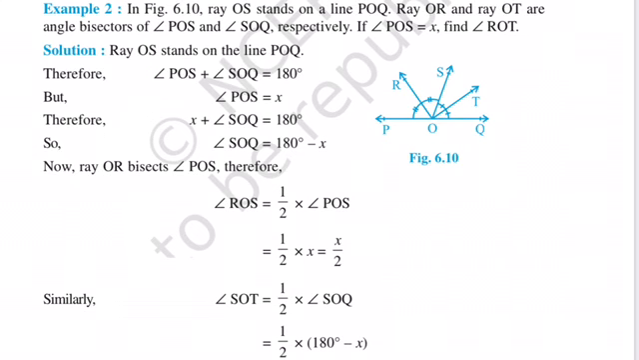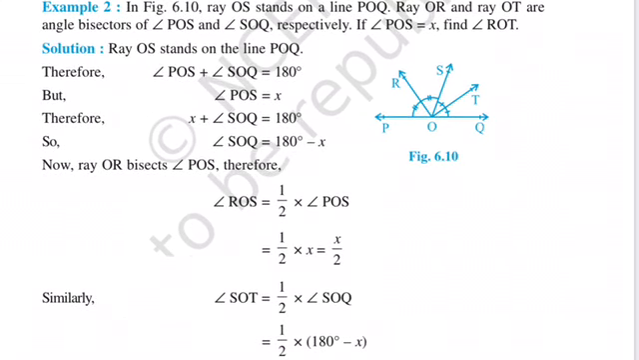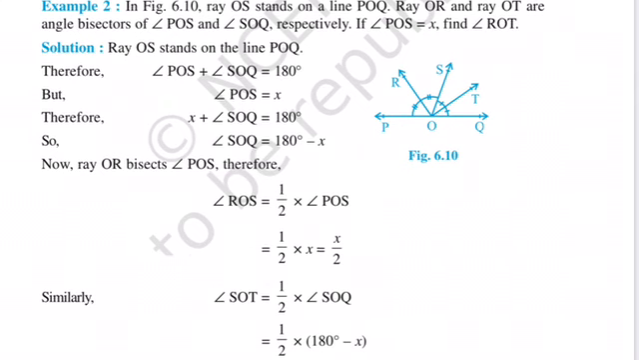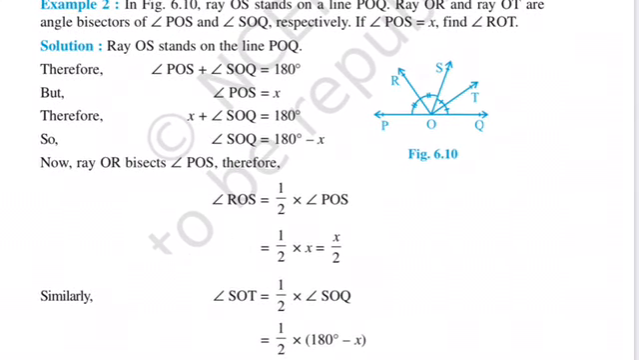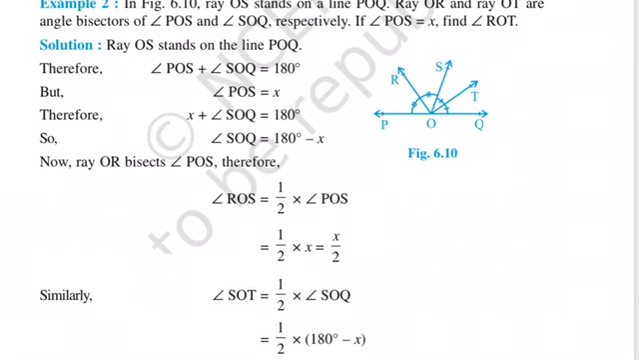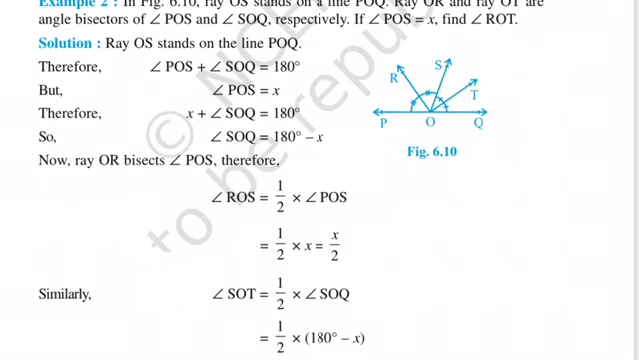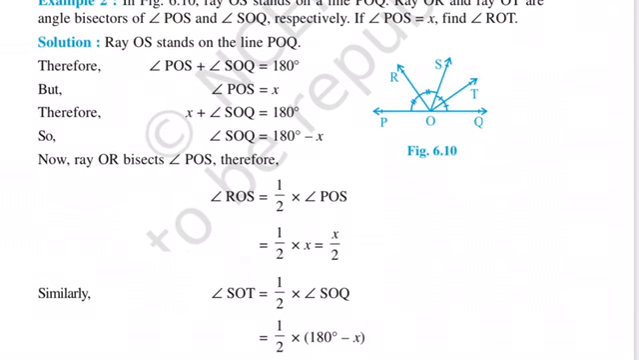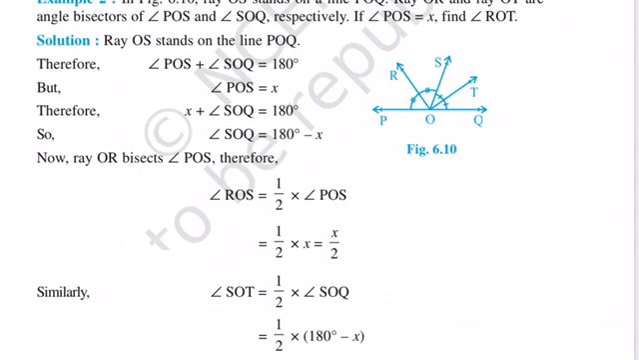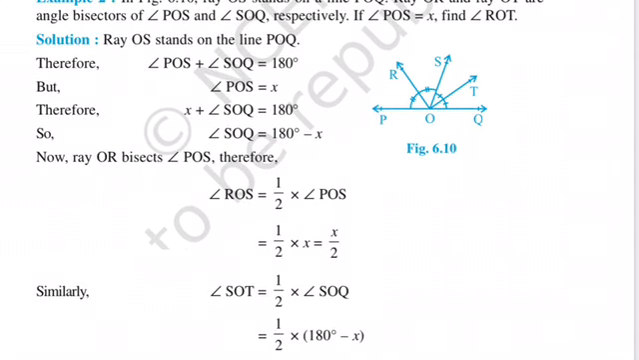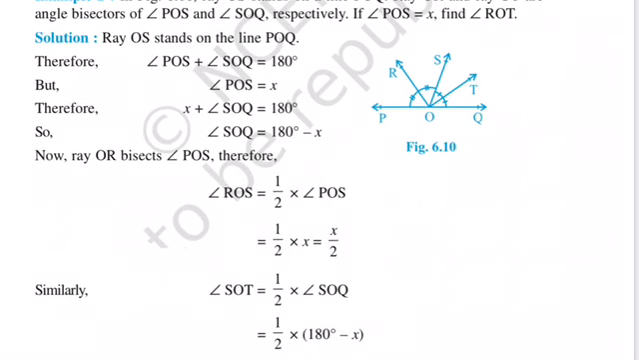In figure 6.10, ray OS stands on a line POQ. Ray OR and ray OT are angle bisectors of angle POS and angle SOQ respectively. If angle POS is equal to x, then find angle ROT. Okay, is it clear?